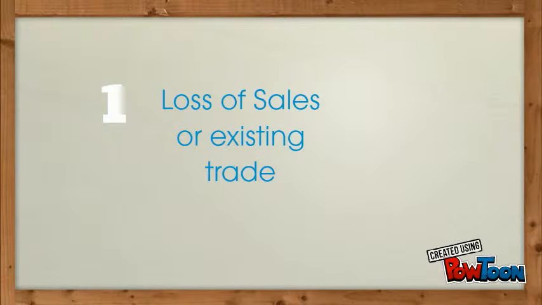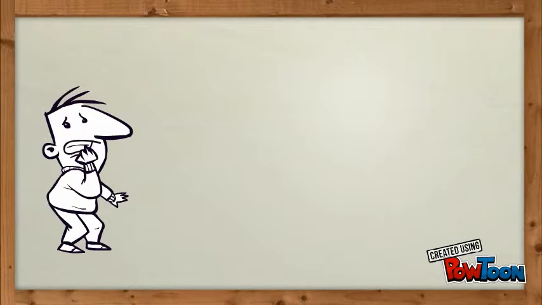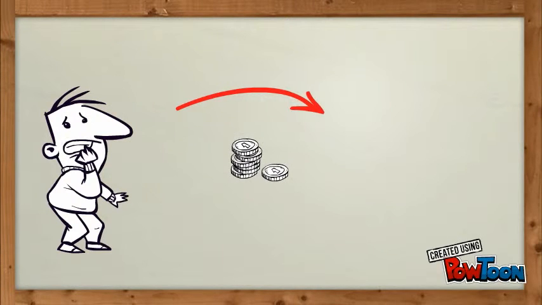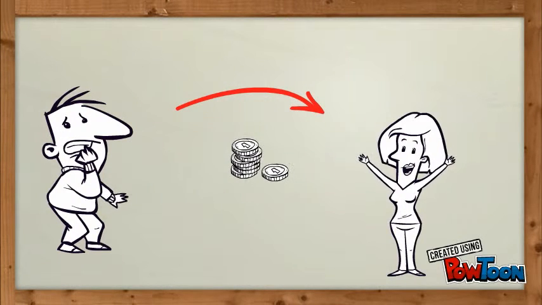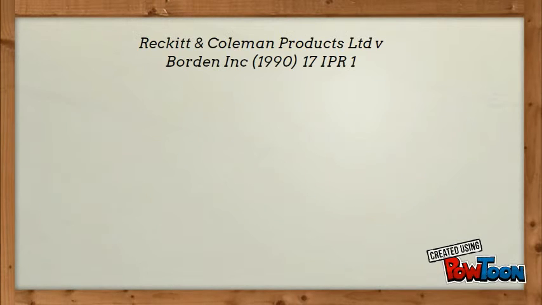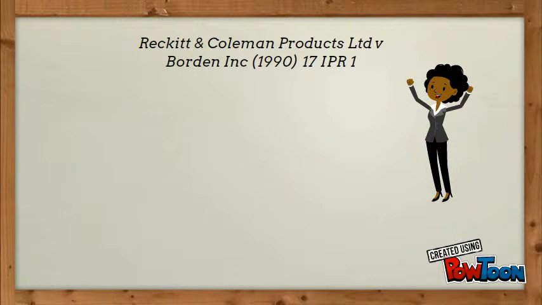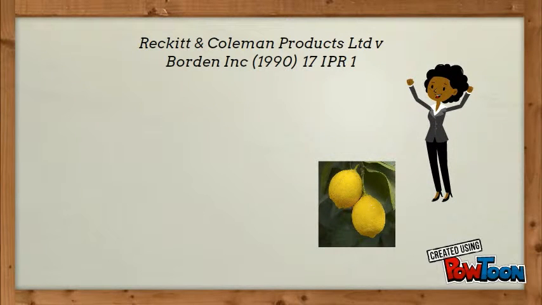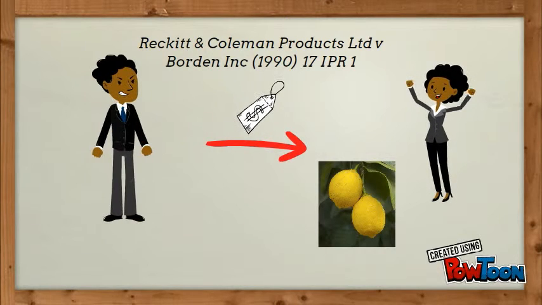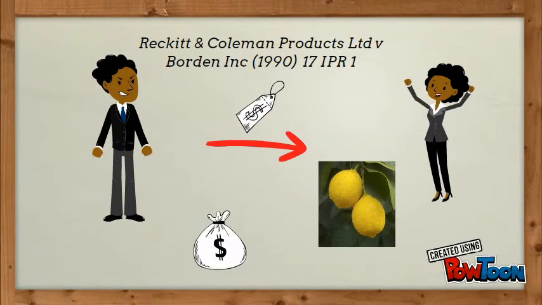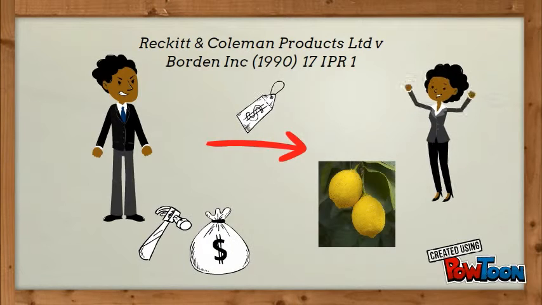This is one of the most common forms of damage where the misrepresentation diverts trade away from the plaintiff and towards the defendant. This was seen in the case of Reckitt and Colman Products Limited and Borden Incorporated, where Lord Oliver found that if Borden, the defendant, were allowed to sell their products in the shape of a lemon, then that misrepresentation would divert sales away from Reckitt and towards Borden, resulting in certain financial damage.